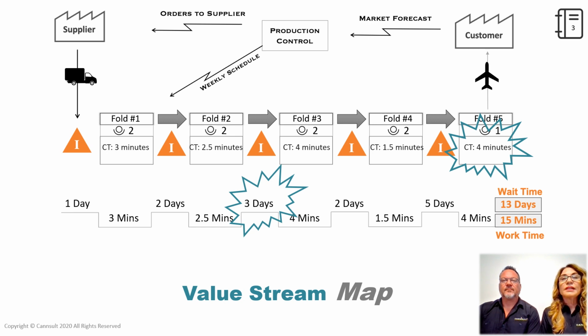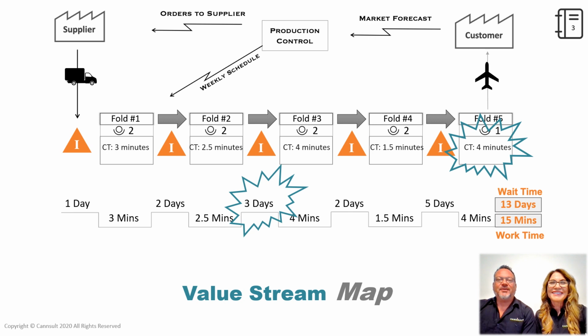When the process is completed, the finished product is sent by airplane to the customer. After the customer has received their goods, they provide a market forecast via electronic info. That's the lightning arrow. It indicates digital or electronic flow of information. That information is used by the organization's production control to send orders and a weekly schedule. Lastly, the team identifies with a burst shape, pow, the areas that they believe can be significantly improved.